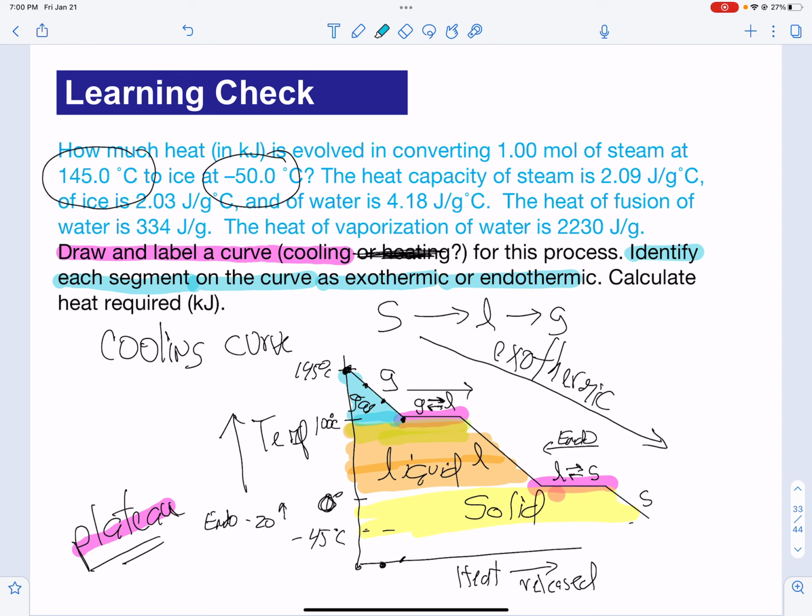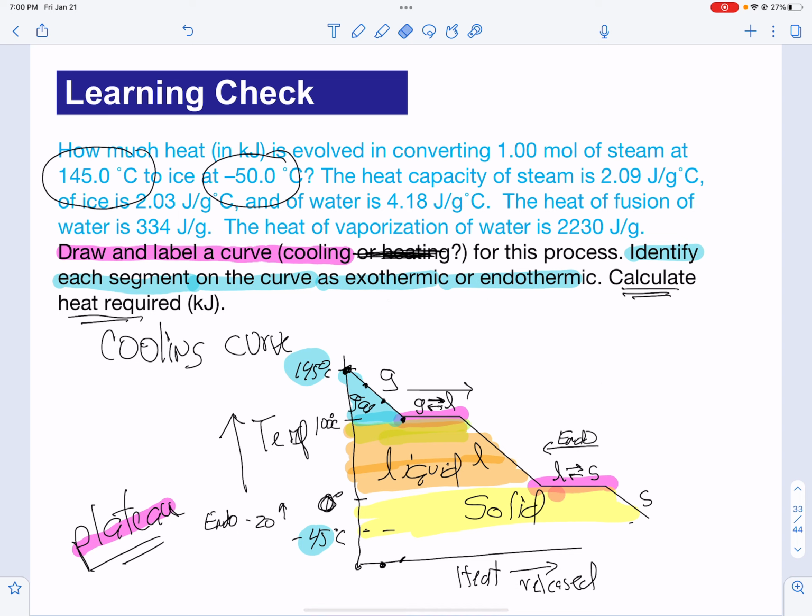So the only thing that we have remaining is to calculate Q, or the heat required in kilojoules, to go from 145 to minus 45. So how do we do that? Let me go ahead and clear the screen a little bit. So how are we going to calculate that?